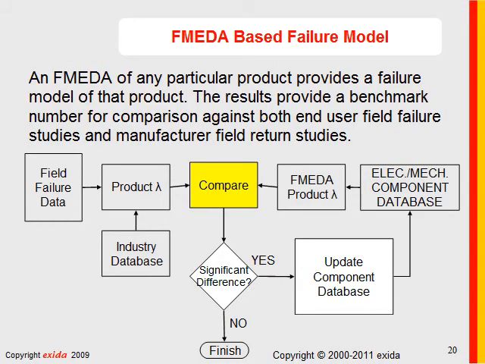Now remember that an FMEA produces a product failure rate. We can take end-user field failure studies and manufacturer field return studies, calculate a failure rate, at least an upper bound and a lower bound on the failure rate, and compare. Whenever the comparisons show a significant difference, you can dig into the raw data, find out exactly what the reason is, and update the component database.